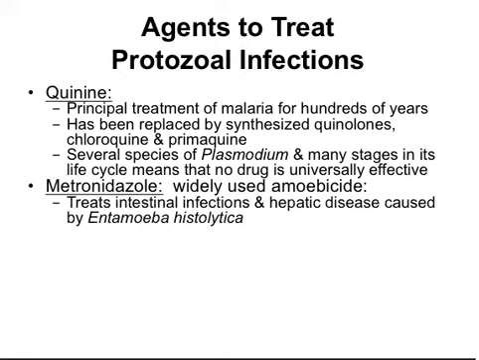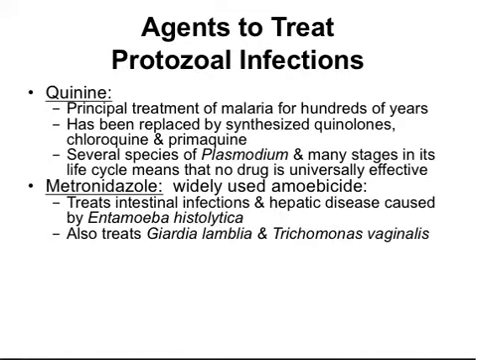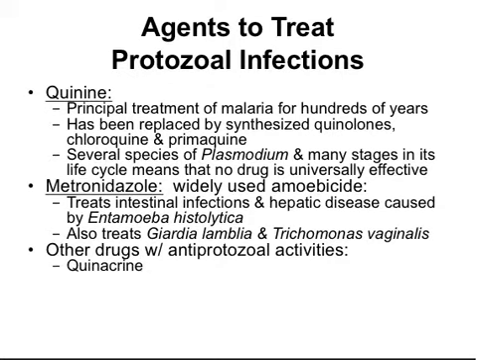Metronidazole is widely used as an amebicide. It treats intestinal infections and hepatic disease caused by Entamoeba histolytica, and this is the agent of amoebic dysentery. It also treats Giardia lamblia and Trichomonas vaginalis. Other drugs with antiprotozoal activity include quinacrine, sulfonamides, and tetracyclines.